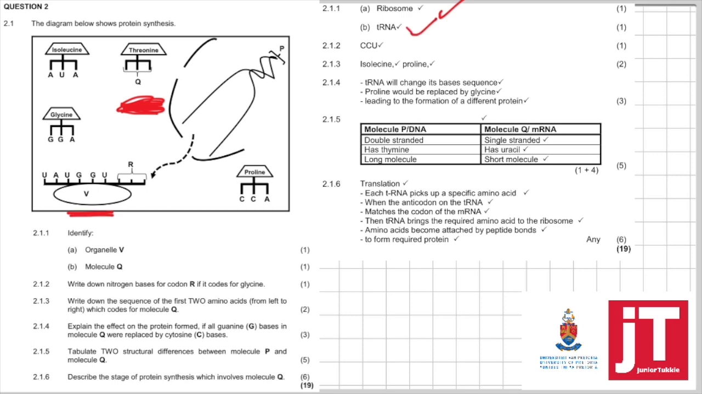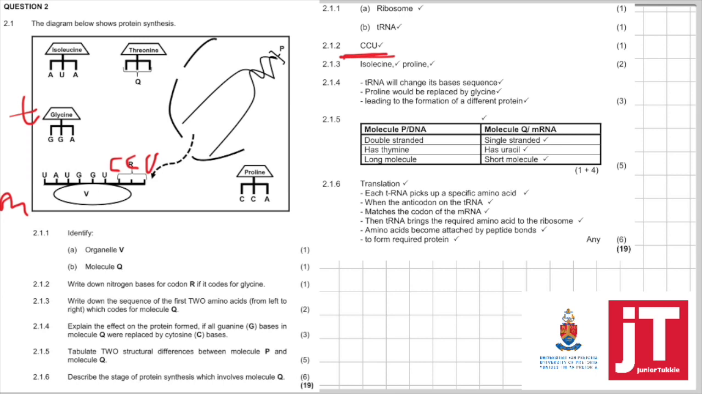2.1.2. Write down the nitrogenous bases for the codon R if it codes for glycine. Now, this is the mRNA and this is the tRNA. So it says that R codes for glycine. So opposite G will be C, opposite G will be C, and opposite A will be U. So CCU. Then it says 2.1.3.